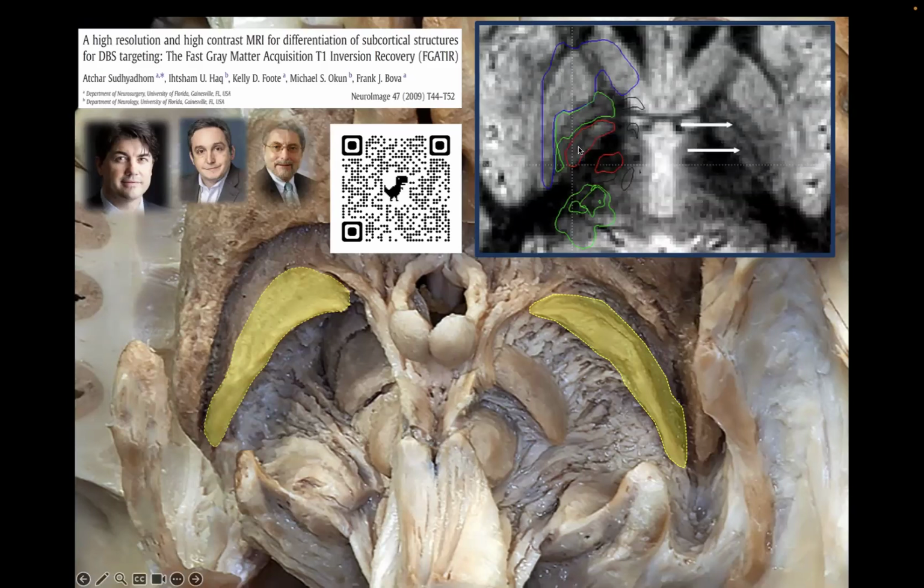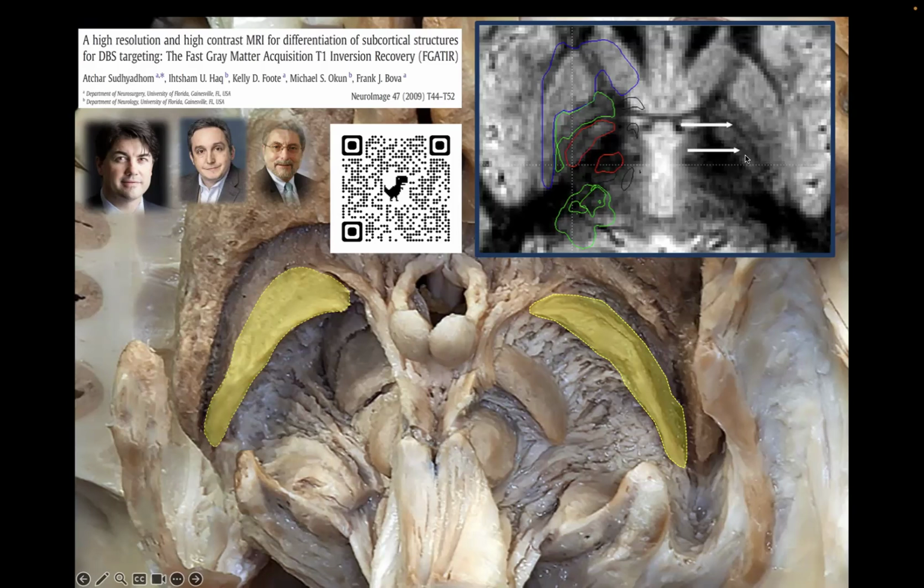And then we have a very good image that is the F-gator, that was developed by the team at University of Florida. And then we have this paper, that you can see here in this QR code. And then you can really see the boundaries between the GPI and the GPE. And we even have the lamina inside the GPI, that might guide us where to exactly put our lead to improve the motor symptoms in Parkinson's disease.